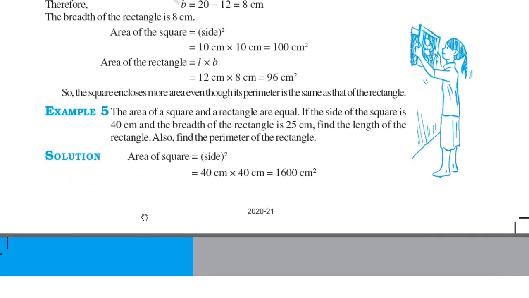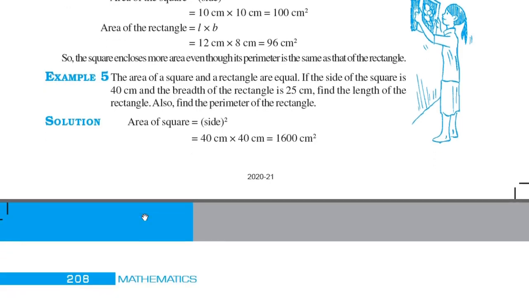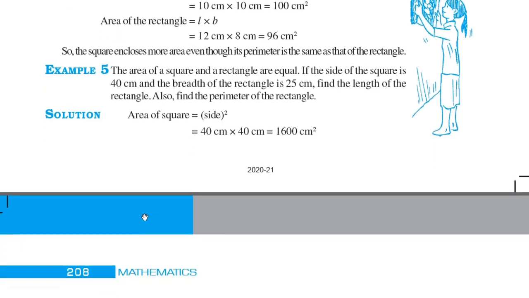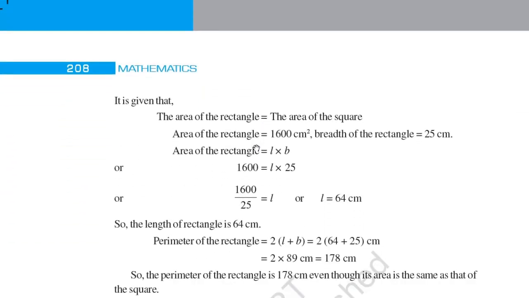Example number 5. The area of a square and a rectangle are equal. If the side of the square is 40 centimeter and the breadth of the rectangle is 25 centimeter, find the length of the rectangle. Also find the perimeter of the rectangle. So area of square is side square. Side is given, 40 into 40 will give 1600 centimeter square. It is given that the area of the rectangle is equal to the area of the square. So area of rectangle is equal to 1600 centimeter square.